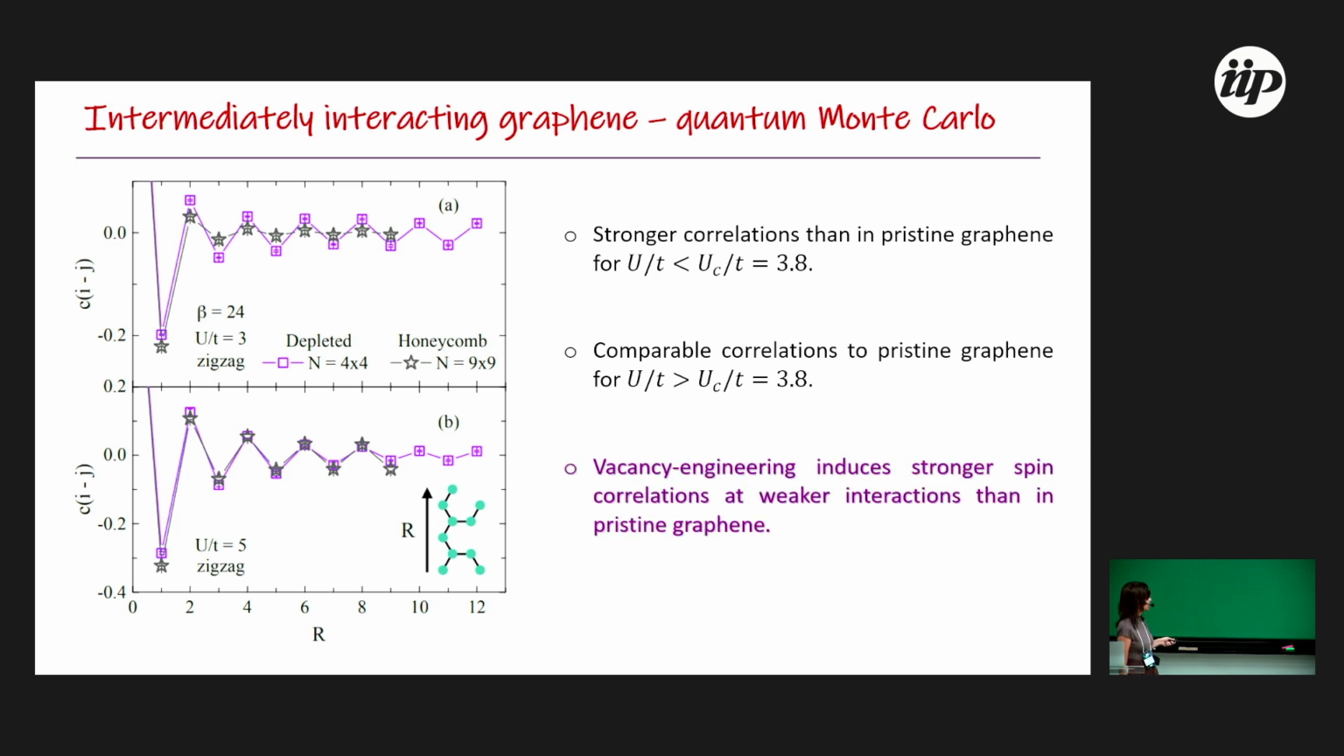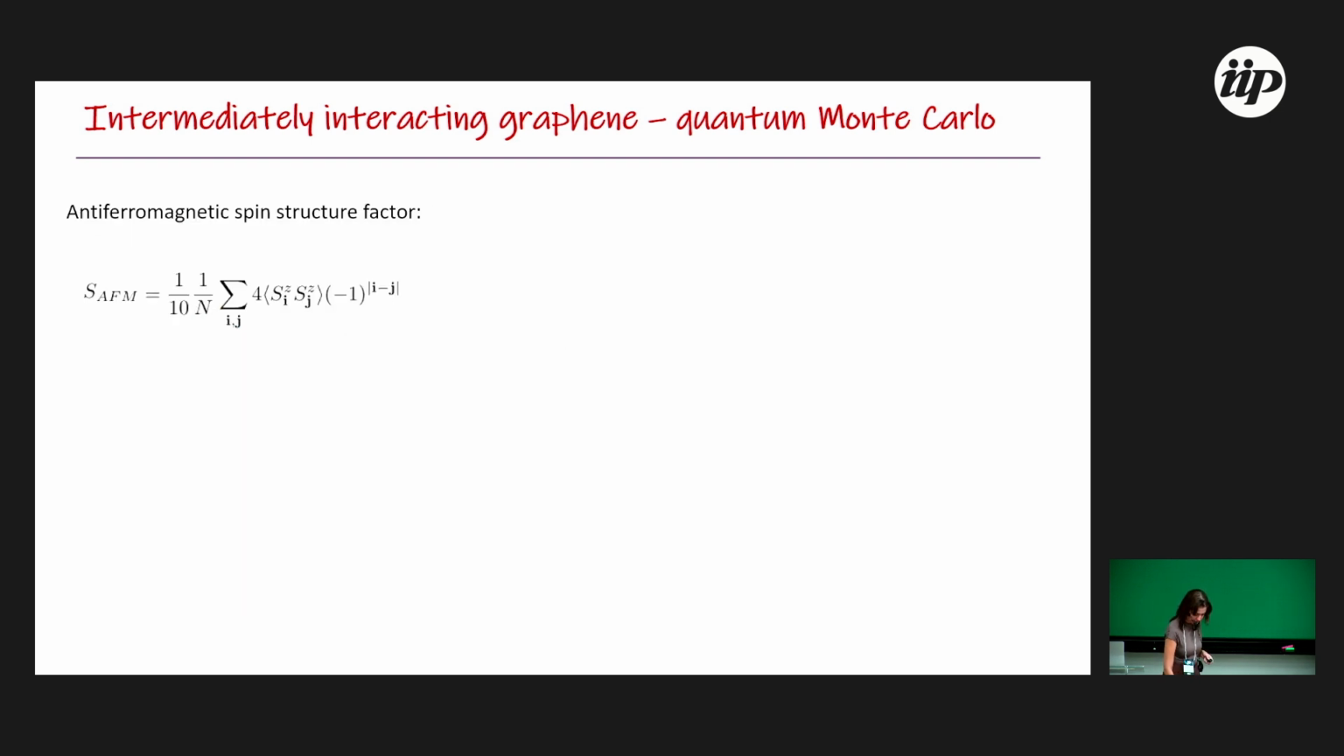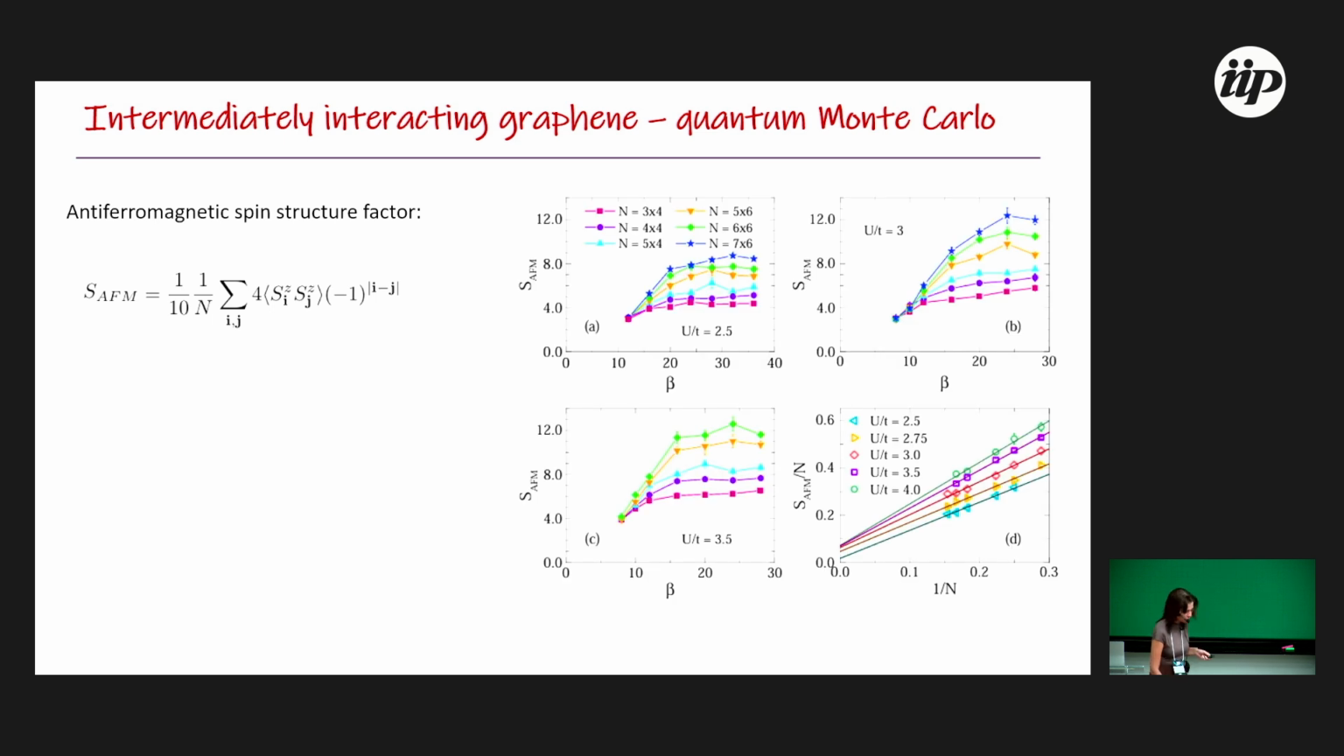So we are basically coming up to the conclusion that vacancy, when you do this vacancy engineering, you're inducing stronger spin correlations at much weaker strengths of the electronic interactions than you need in pristine graphene. Let's see. So we can also, using quantum Monte Carlo, carry on calculations for the spin structure factor, antiferromagnetic in this case. And so here are the results, but I think that I might be running out of time.